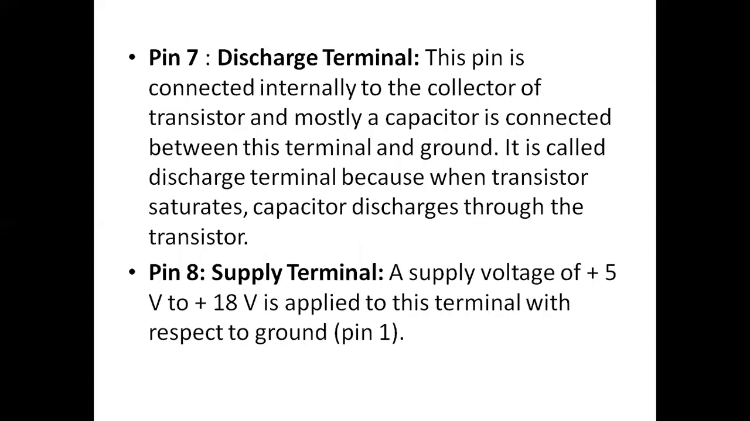Next one is pin 7, that is the discharge terminal. This pin is connected internally to the collector of the transistor, and mostly a capacitor is connected between this terminal and ground. It is called the discharge terminal because when the transistor saturates, the capacitor discharges through the transistor. So normally it is connected to the collector of the transistor, and the capacitor discharges by using this pin. This pin is called the discharge pin.